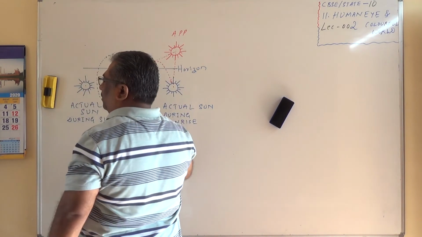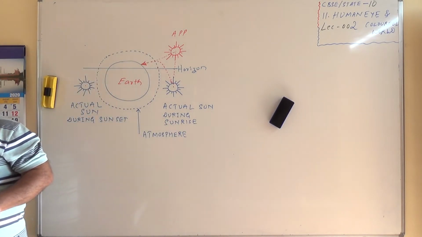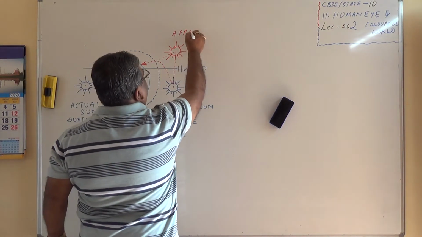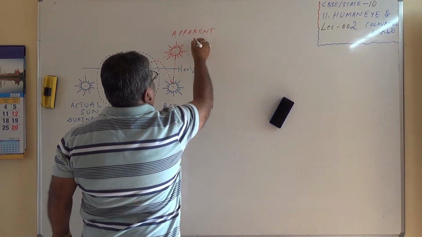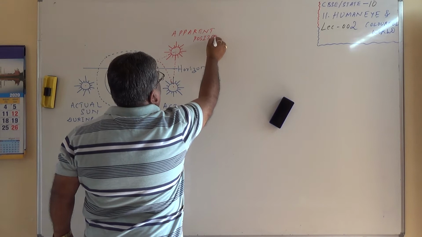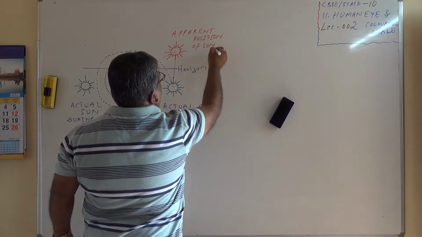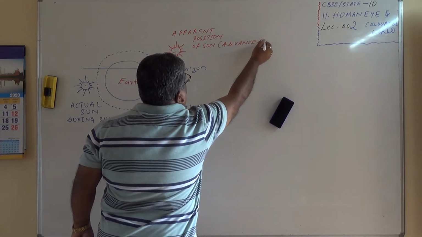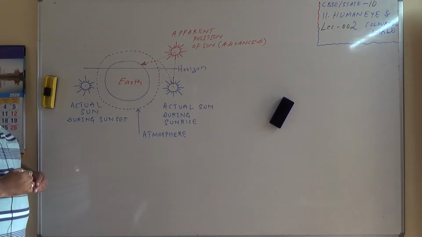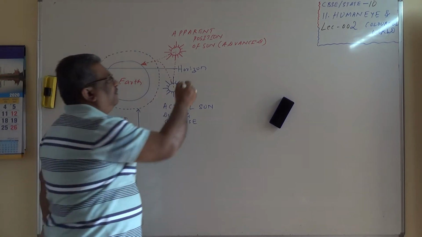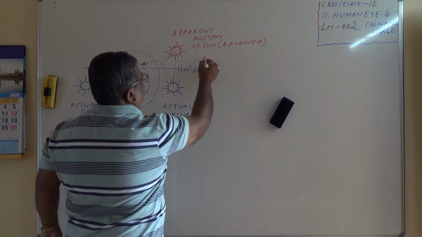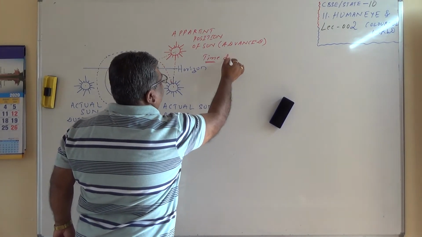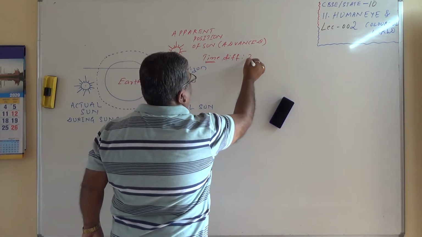Apparent, A-P-P-A-R-E-N-T, apparent position of the sun, which is advanced. Is it clear? Advanced. Now the time delay is 2 minutes, or whatever that is, the time advanced is the time difference. Instead of delay, I'll write the time difference is 2 minutes.